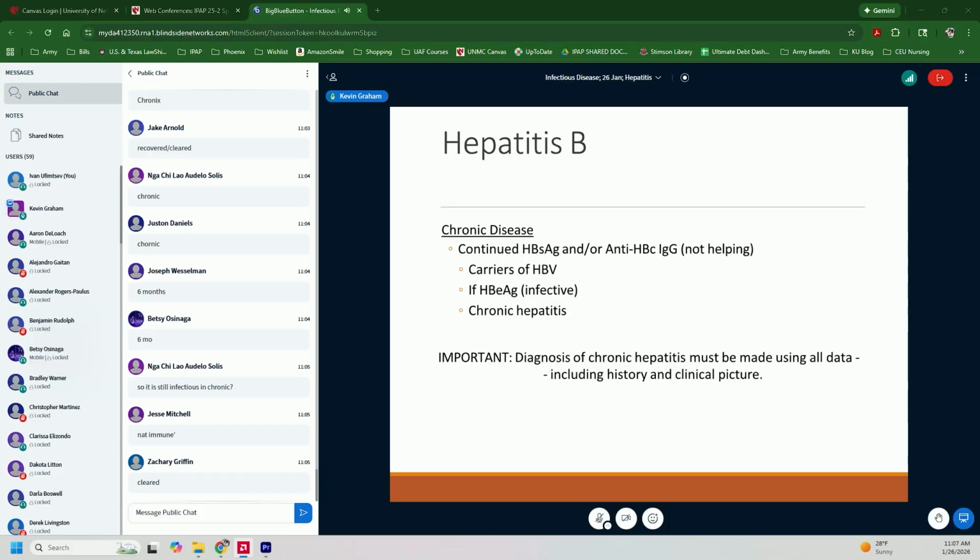So this chronic disease, continued hepatitis B surface antigen and the IgG. That's when we get to chronic. We just practiced that. They're carriers of hepatitis B and they're chronic hepatitis. And diagnosing it, this line just simply says take everything to play, which is true.